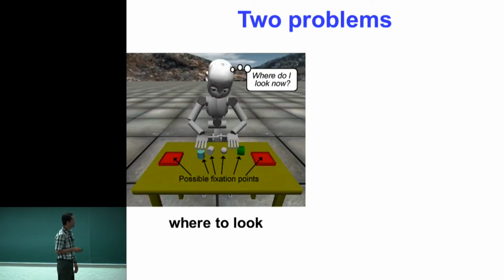So actually we have two problems. The first problem is to decide where to look. The robot needs to choose amongst these different fixation points. Each object is supposed to be a fixation point where the robot is supposed to look. So the first question is, where do I look now? Okay, so where to look.